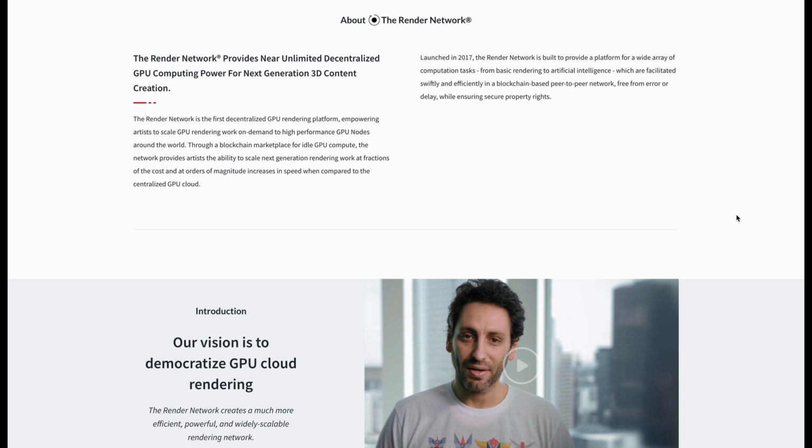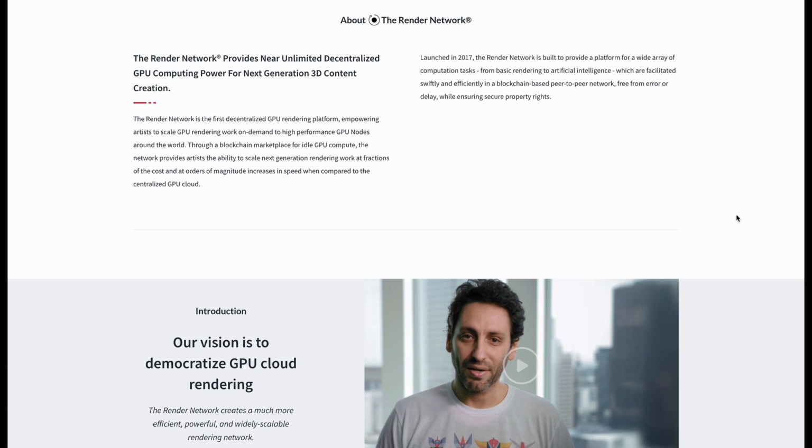Token rewards. In return for contributing their computational resources, users receive Render tokens. These tokens can be used to pay for rendering services or exchanged on cryptocurrency exchanges. Render jobs. Content creators such as artists and studios can submit rendering jobs to the Render network. These jobs are distributed among the available contributors' hardware, speeding up the rendering process.